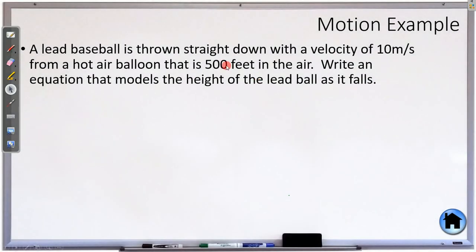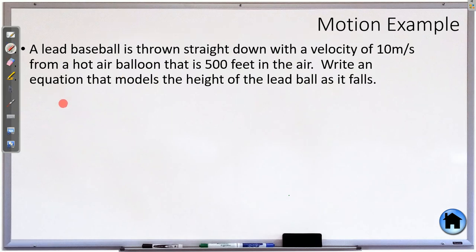So a lead baseball is thrown straight down with a velocity of 10 meters per second from a hot air balloon that is 500 feet in the air. Don't stand next to hot air balloons when you're in calculus class. Just saying. Write an equation that models the height of the lead ball as it falls.